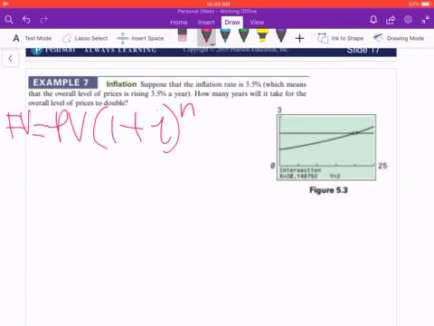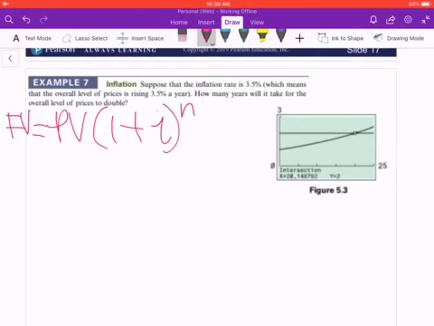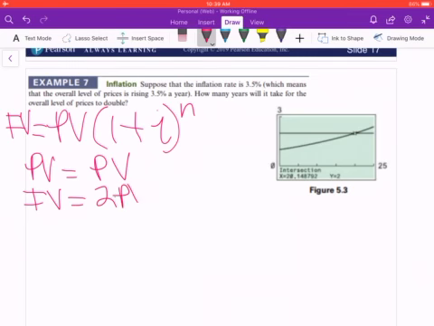And so for this problem, it says suppose that the inflation rate is 3.5, which means that the overall level of prices is rising 3.5% a year. How many years will it take for the overall level of prices to double? And for this problem, we will consider our present value, just present value. Our future value, however, we want it to be 2 times the present value, or double of the present value.